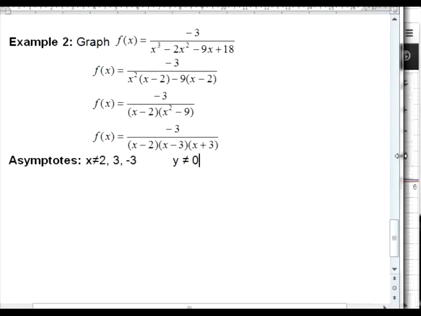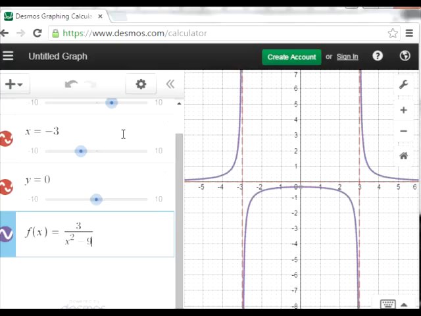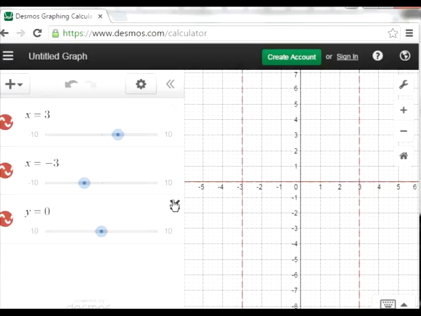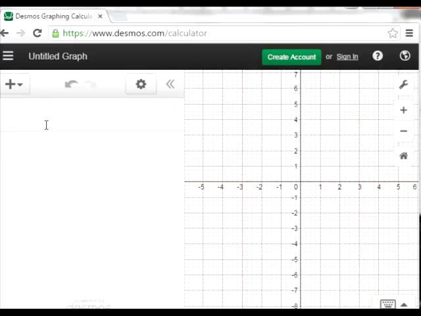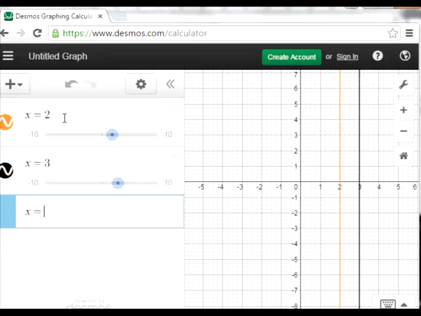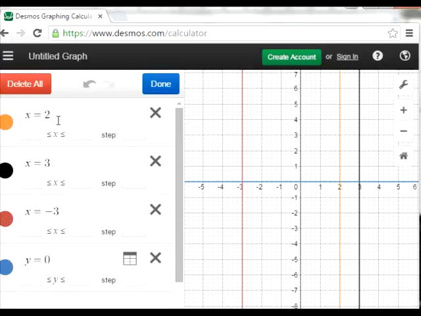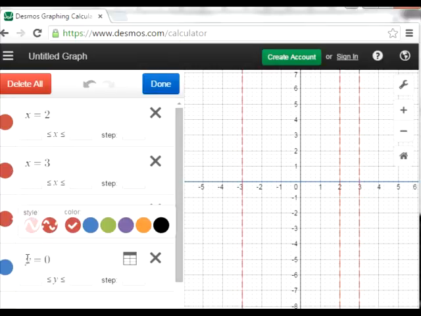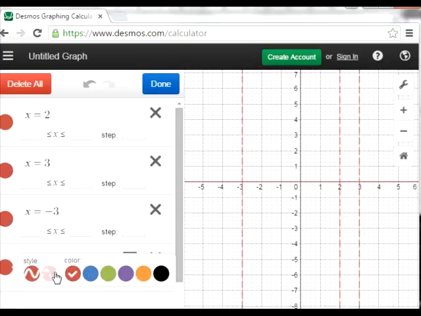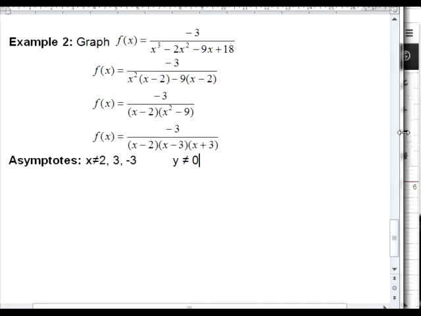What you're just going to do is draw your asymptotes. That last graph was lovely. I'm going to say here x equals 2, x equals 3, x equals negative 3, and y equals 0. I'm going to put all of these as red dashes. Okay, so you can hopefully see how it goes. So there's my graph right there. I'm going to get rid of this, and hopefully you can see that a little bit.